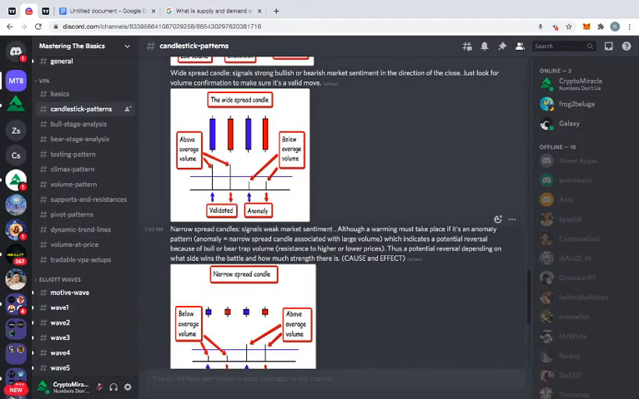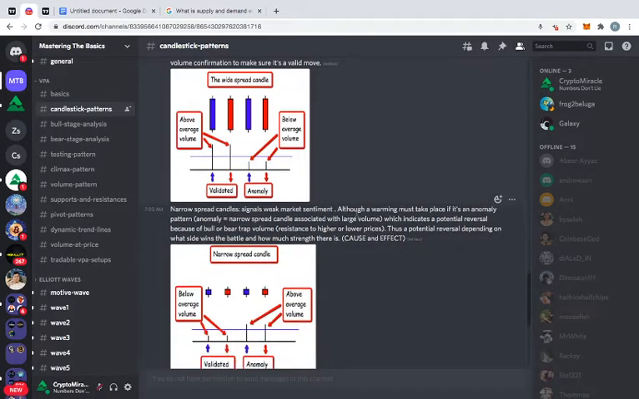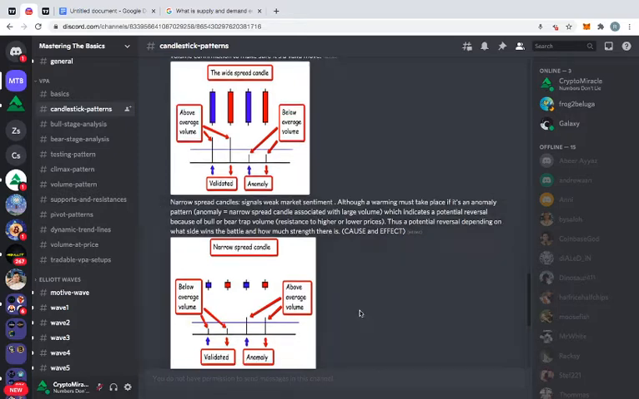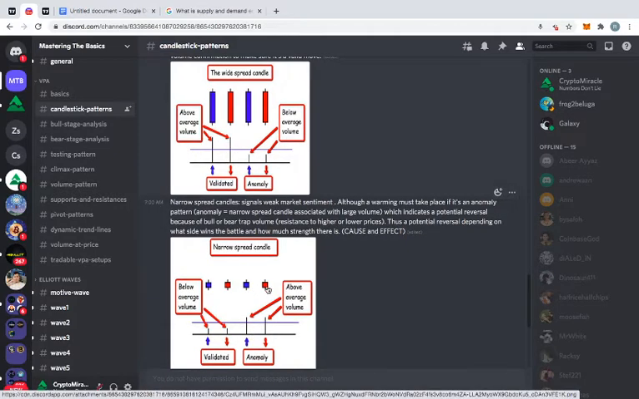Next is narrow spread candles, weak market sentiments. Although this could be a warning taking place as an anomaly pattern. Anomaly equals narrow spread candle with large volume, which basically means a trap. What this means is trap. This is a really good note. You should know this one right here.